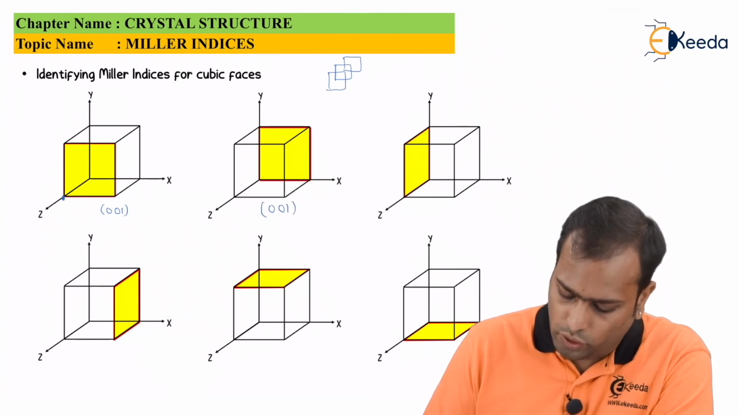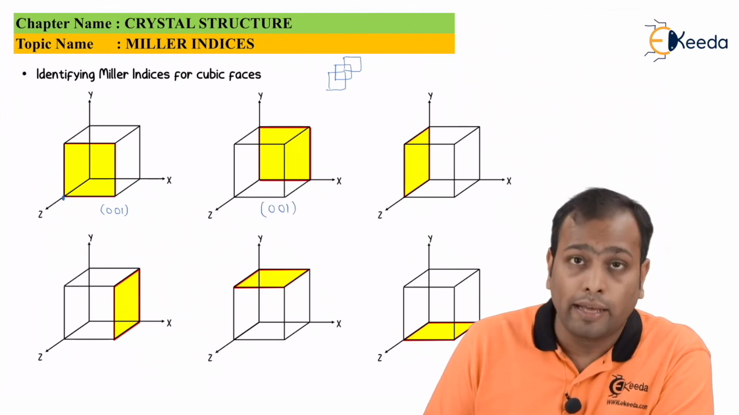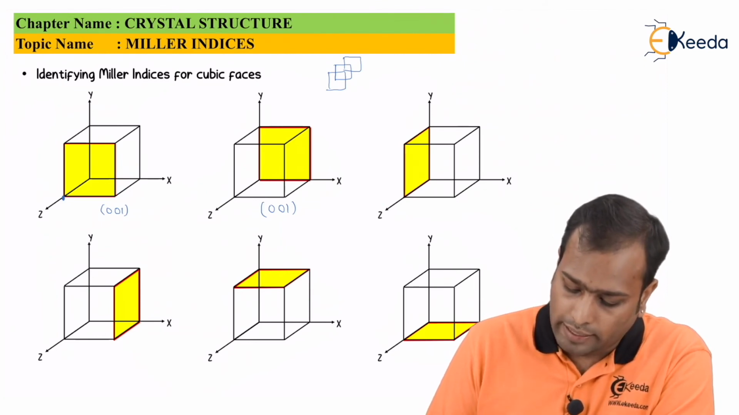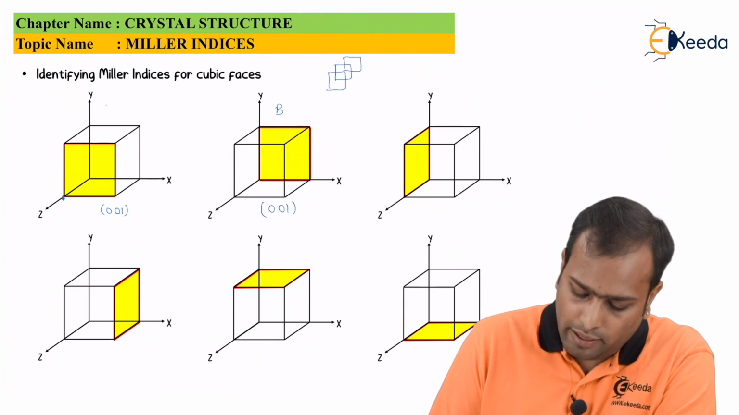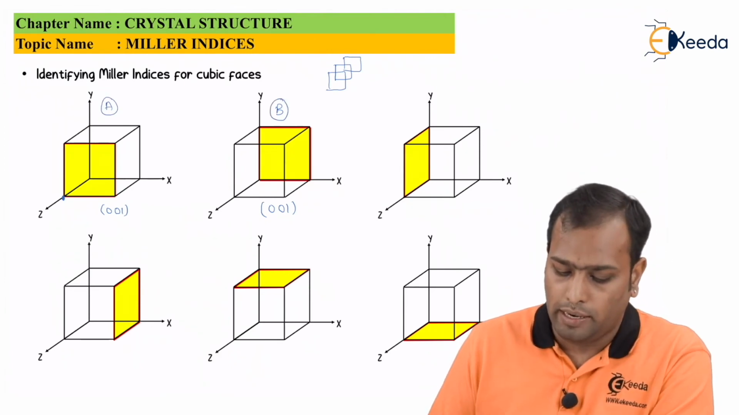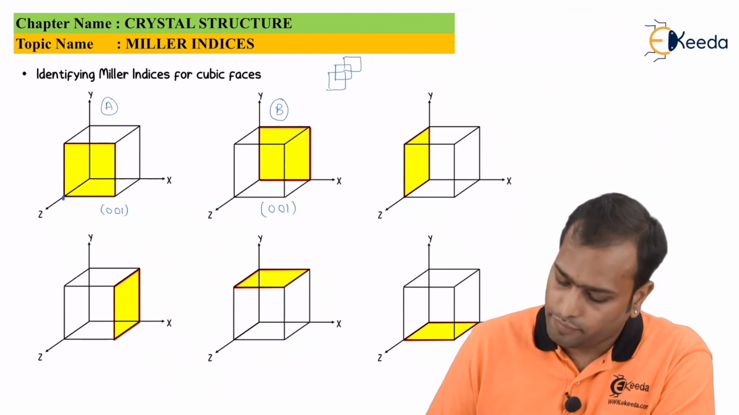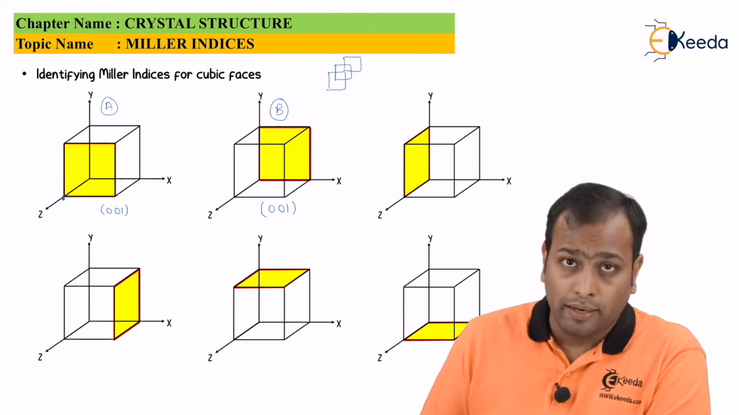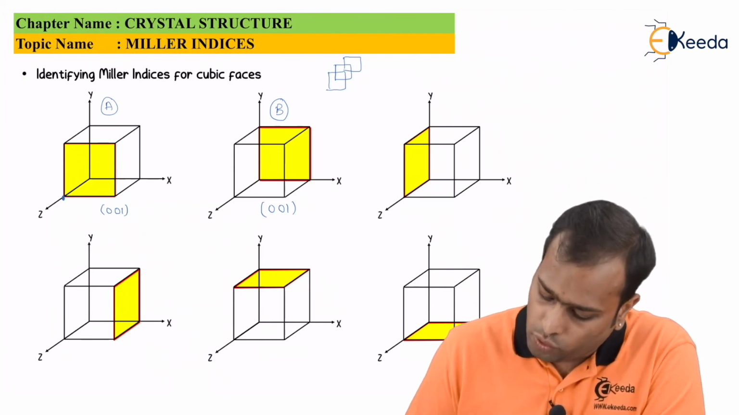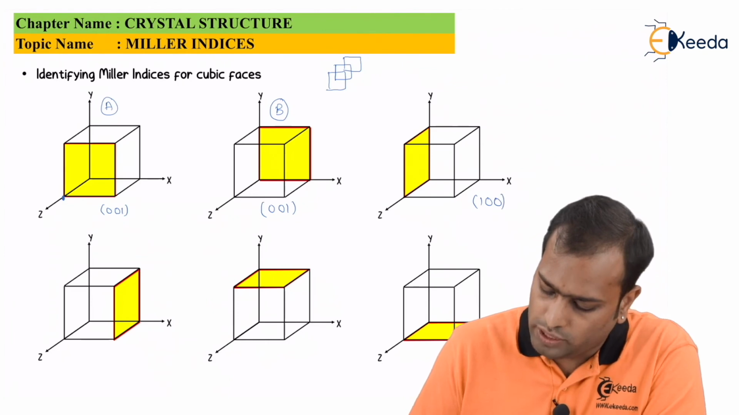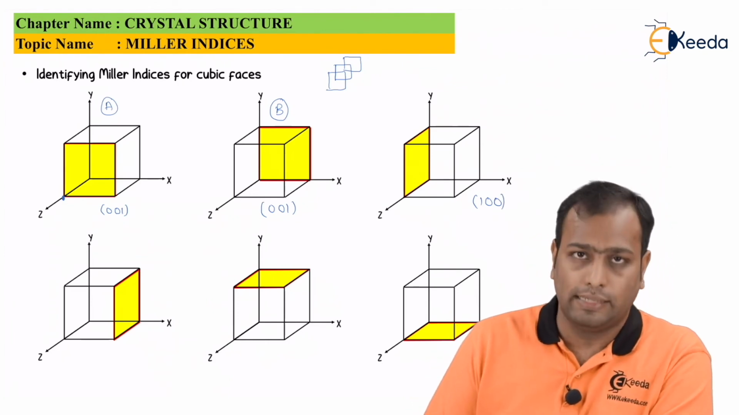Now why is it 0, 0, 1? Because this plane is parallel to this plane. Or I can say the plane of B is parallel to the plane of A. So they have the same Miller indices. Now, let's take this example. This plane cuts the x-axis. So I'll be having 1 and then followed by 2 zeros because it is not cutting the y-axis and z-axis.